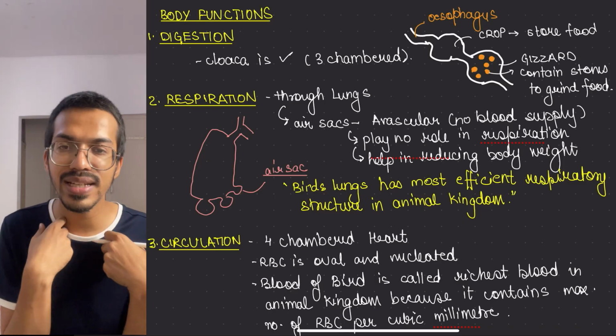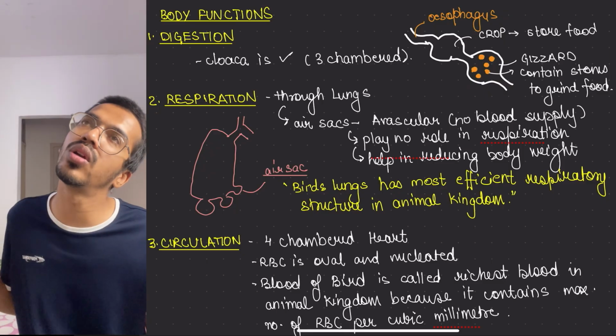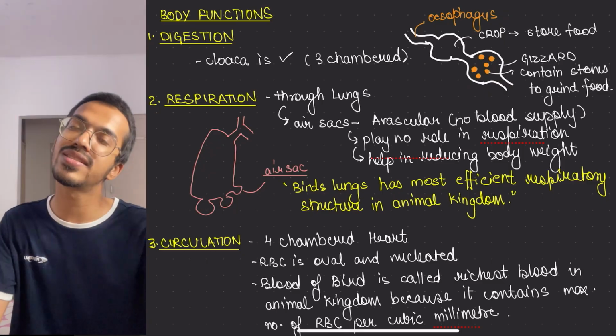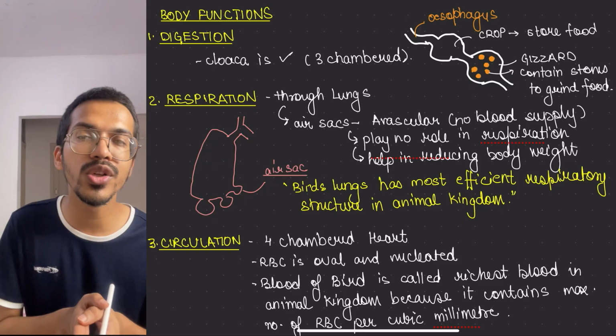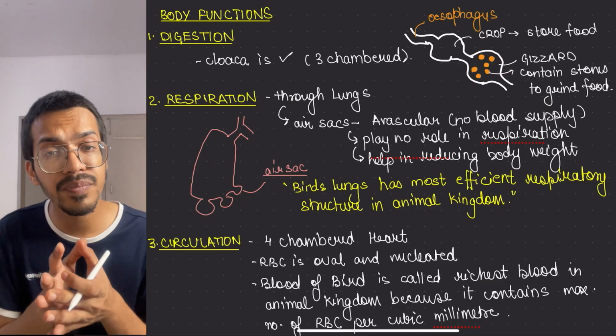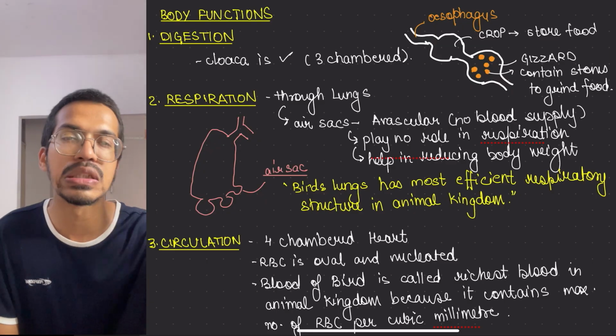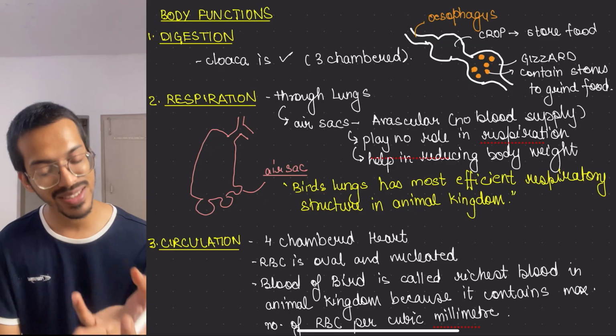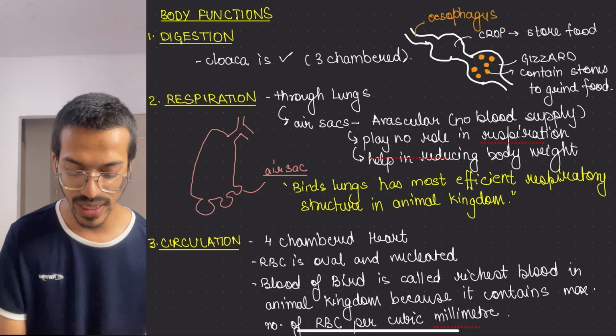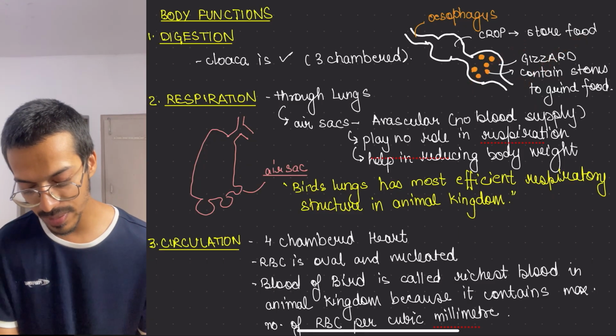So how will they masticate the food? The food will be whole, but the food has to be masticated and chunked down, right? Who will do it? The stones which are there. Now you will say, sir, from where are the stones taken? They eat the stones, so that they work as a gizzard. Then comes respiration through the lungs.